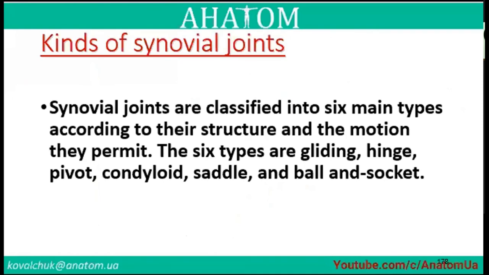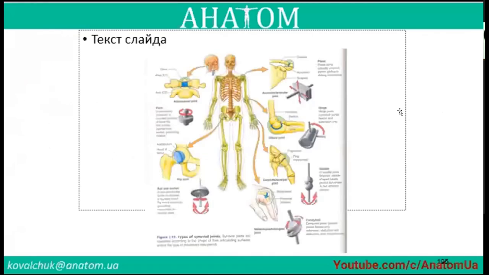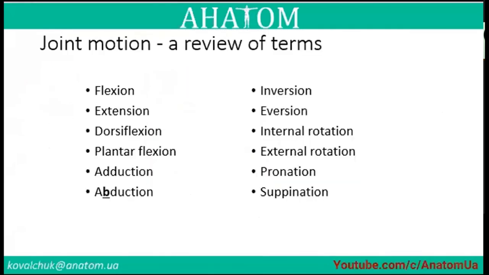And kinds of synovial joints. Synovial joints are classified into six main types according to the structure and the movement: gliding, hinge, pivot, condyloid, saddle, and ball and socket. So these are different types. A review of joint motion terms: flexion, extension, dorsiflexion, plantar flexion, adduction, abduction, inversion, eversion.